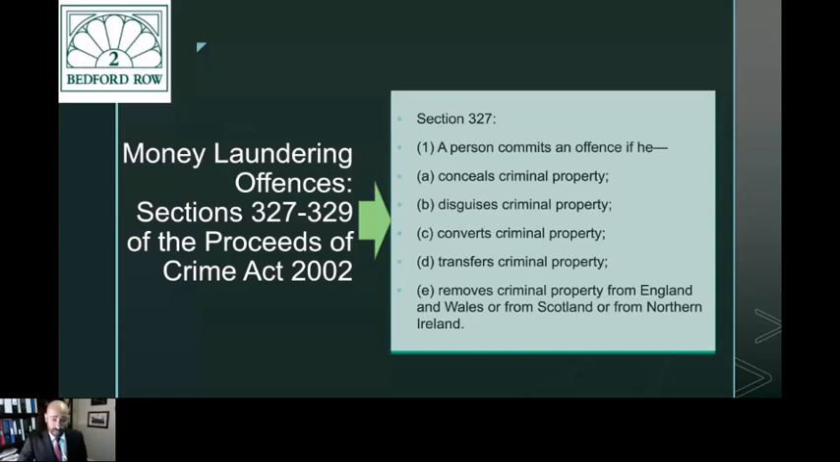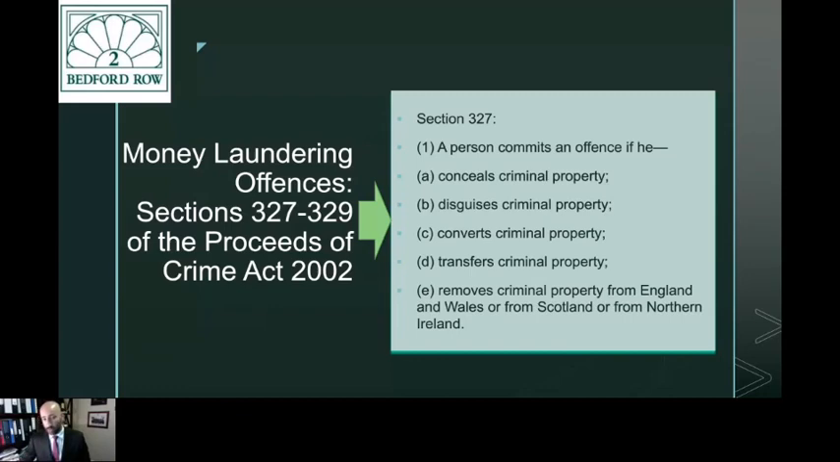Criminal property is defined by section 340 of the Act as constituting or representing a person's benefit directly or indirectly from criminal conduct. This offence is often used to charge sophisticated money laundering, and the classic example is a corrupt accountant who transfers client money to third parties in order to distance his criminal client from the source of the money, enabling him to effectively launder the proceeds.